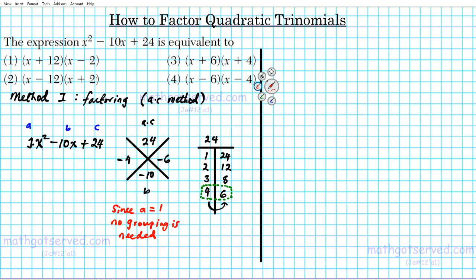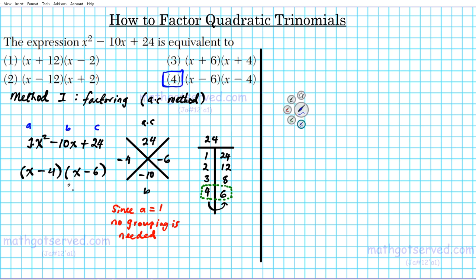All right, since we don't have to group, that means we can just jump right to our factored state, which is equal to x minus 4, the first number. There's the first factor, and then x minus 6 is the second number, and that's our answer. The answer to question number 4 is option number 4.